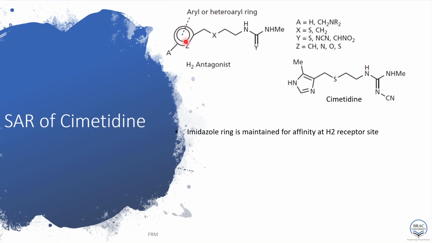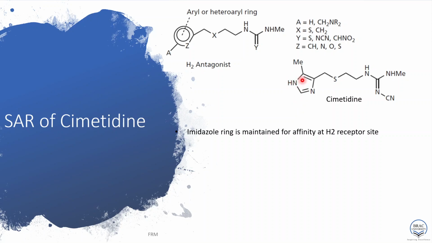In the earlier slide we saw the pyrimidine ring, but here it is an aryl or heteroaryl ring. So the ring should not necessarily be the pyrimidine. It could change depending on the different H2 blockers. This is the structure of cimetidine. Cimetidine retains the histamine ring structure, the imidazole ring, sorry, this is the imidazole ring. So this imidazole ring is maintained in cimetidine.